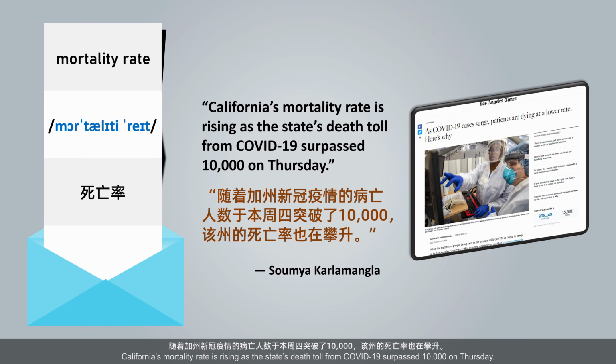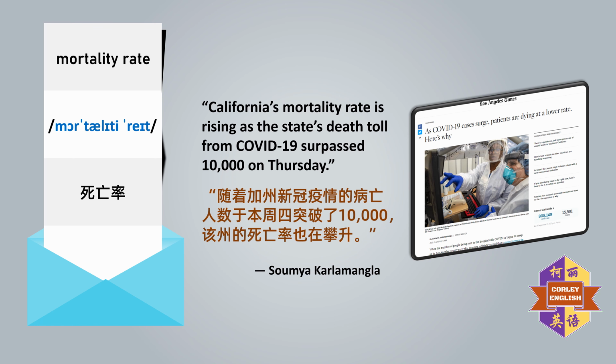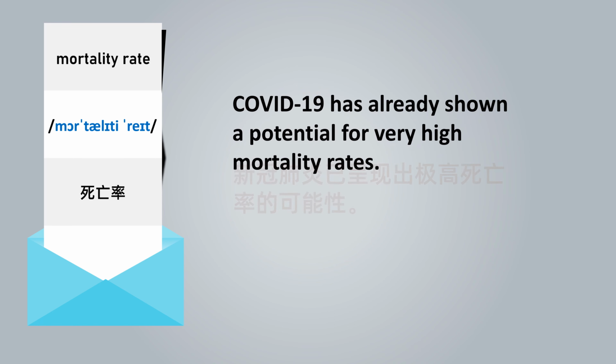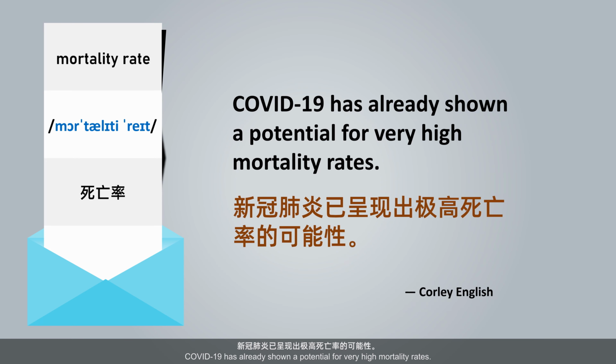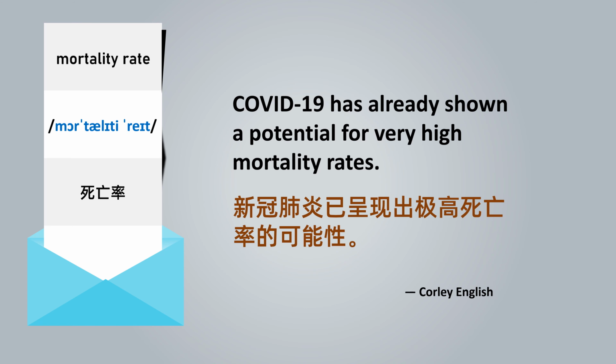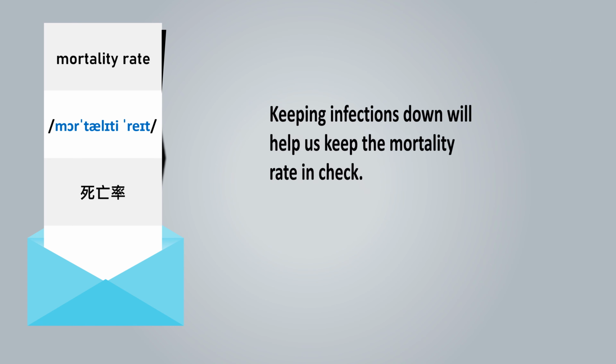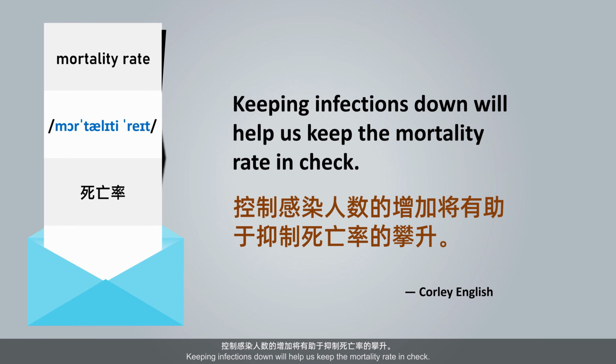California's mortality rate is rising as the state's death toll from COVID-19 surpassed 10,000 on Thursday. COVID-19 has already shown a potential for very high mortality rates. Keeping infections down will help us keep the mortality rate in check.